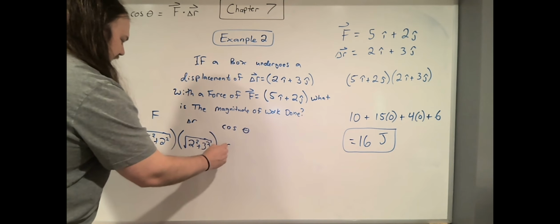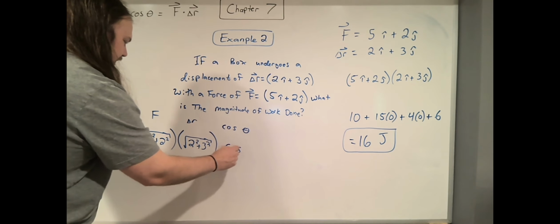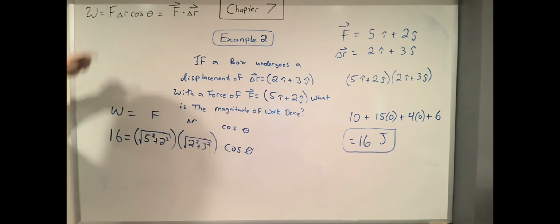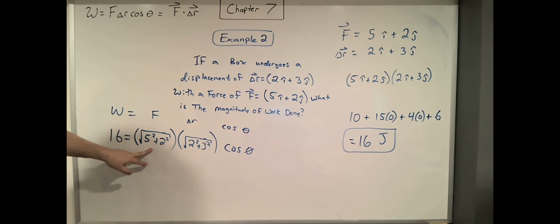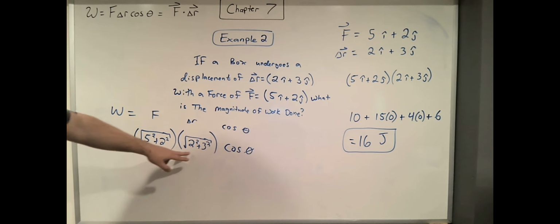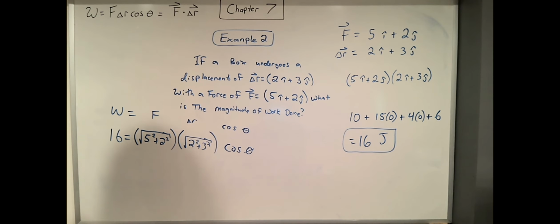And then you have cos theta. You just have to figure out what theta is at that point, right? So you have the 16. You have a number for f, you can just plug it in your calculator. You have a number for r, you can plug it into your calculator. Move these to the other side, divide them, and then figure out for theta. You have to use an inverse cosine.